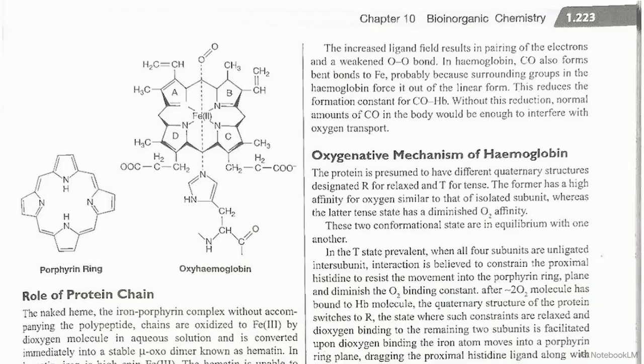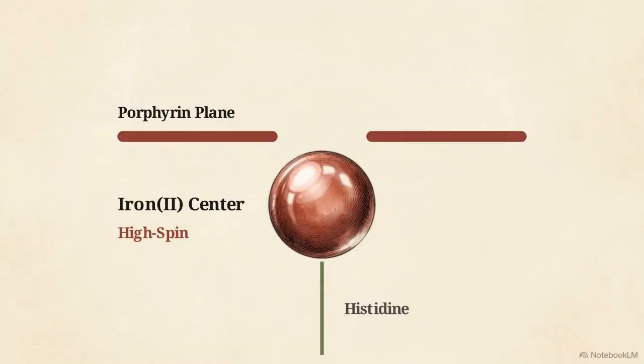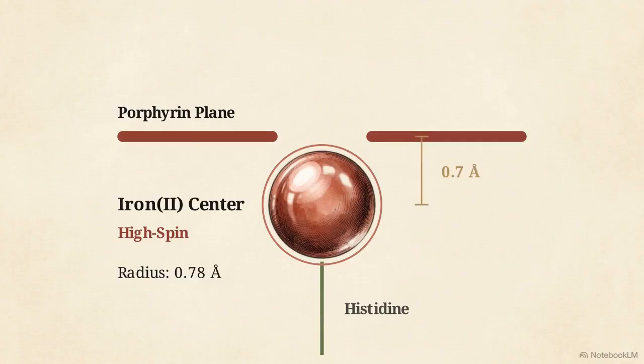Hemoglobin provides a clear example of this inorganic logic. This diagram shows the structural relationship between the iron center and the surrounding porphyrin ring, which is the key to how oxygen binding triggers a conformational change in the entire protein. In the deoxy state, the iron 2 center is in a high-spin electronic configuration. The occupation of the antibonding orbitals increases the metal's atomic radius to the point where it cannot fit into the porphyrin plane. It sits roughly 0.7 angstroms below the ring, pulling on the attached histidine residue.